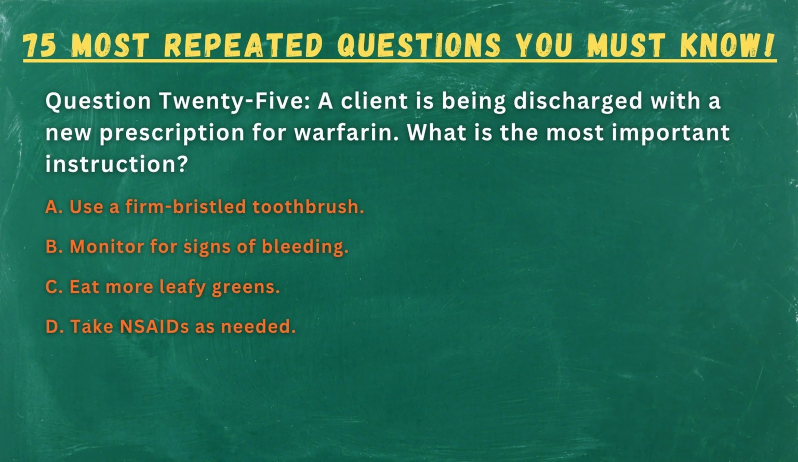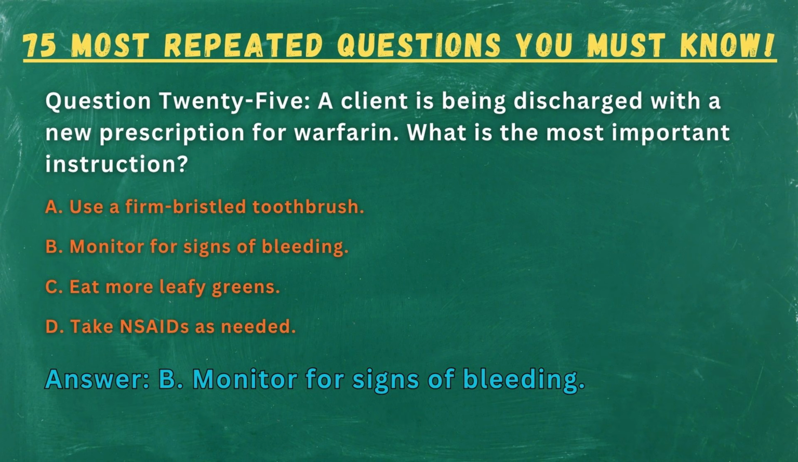Question 25. A client is being discharged with a new prescription for warfarin. What is the most important instruction? A. Use a firm bristle toothbrush. B. Monitor for signs of bleeding. C. Eat more leafy greens. D. Take NSAIDs as needed. Answer: B. Monitor for signs of bleeding.